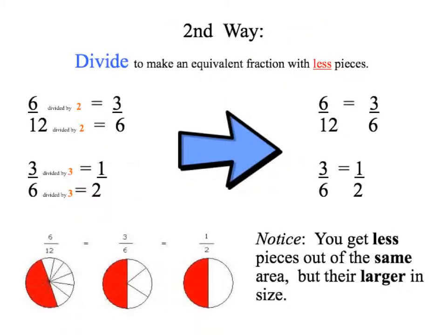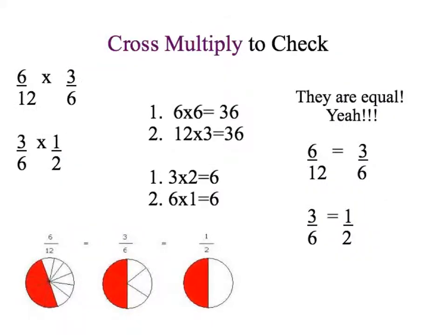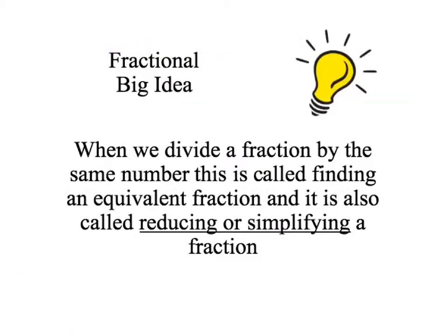Here is another example of dividing to make an equivalent fraction with less pieces. Remember, you get less pieces out of the same area, but they're larger in size. And cross-multiply to check. When we divide a fraction by the same number, this is called finding an equivalent fraction, and it is also called reducing or simplifying a fraction.